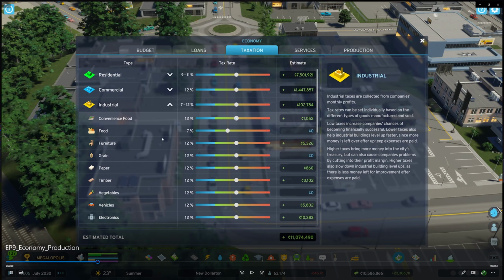There we go. You can see expanding industrial. You have all the industrial options there: convenience food, furniture, grain, paper, timber, vegetables, vehicles, electronics. Each one of these can have their own taxation. And the good thing about this is that you can just set the tax rate for everyone and you don't need to care about micromanaging everything.